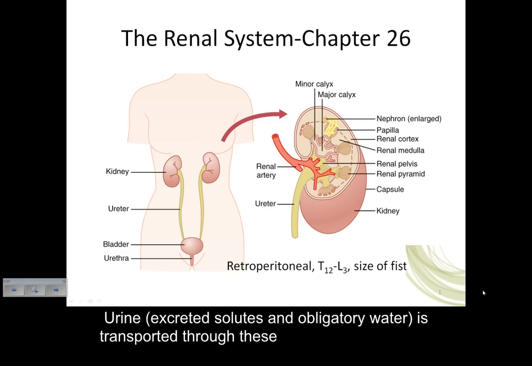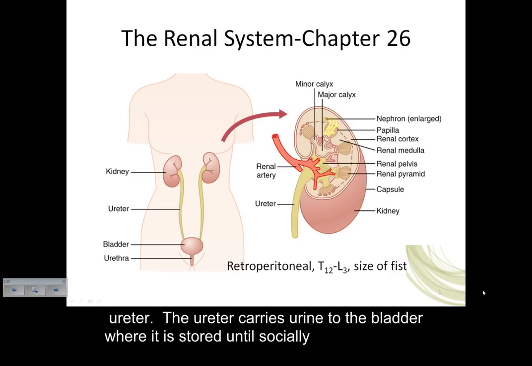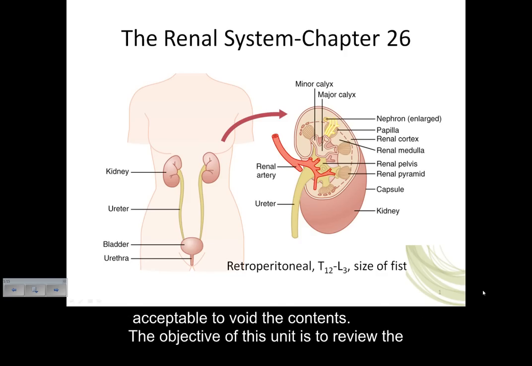Urine, excreted solutes in obligatory water, is transported through these structures to the renal pelvis. The renal pelvis leaves the kidney and turns into the ureter. The ureter carries urine to the bladder, where it is stored until socially acceptable to void the contents.